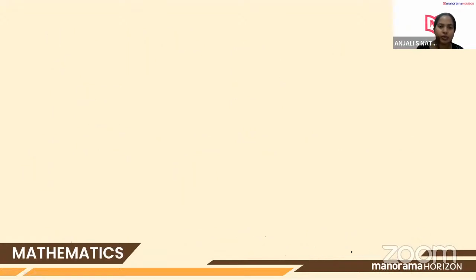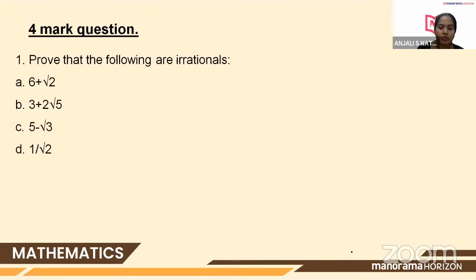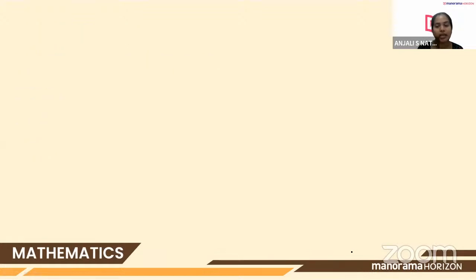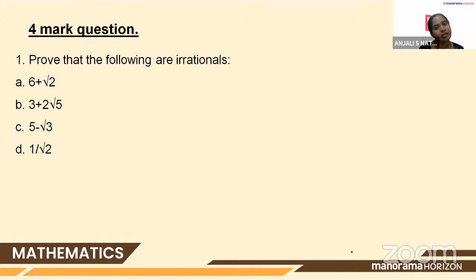So moving to the next question, which are 4 mark questions. Prove that the following are irrational. We have to prove the irrationality of those numbers. I already told you how to prove the irrationality of some numbers. That is, we prove it through the process called proof by contradiction. First we assume the given number is rational, and then we prove that our assumption is wrong. Then we can automatically prove that the original statement is true.